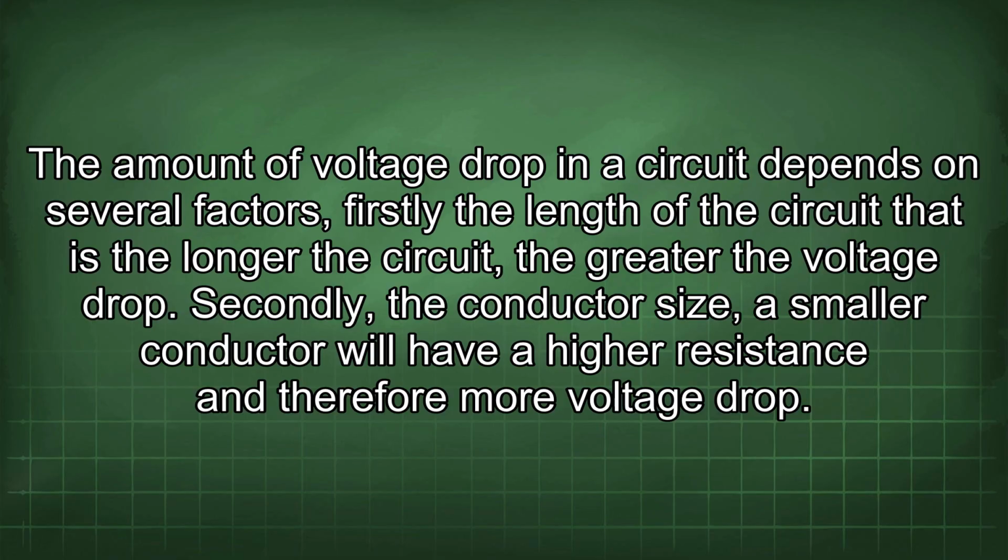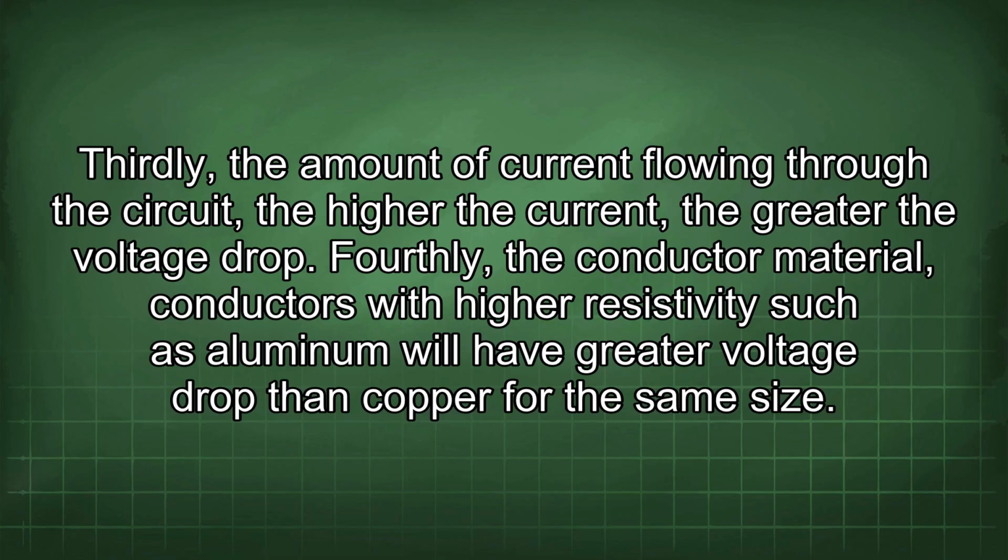The amount of voltage drop in a circuit depends on several factors. Firstly, the length of the circuit. That is, the longer the circuit, the greater the voltage drop. Secondly, the conductor size. A smaller conductor will have a higher resistance and therefore more voltage drop. Thirdly, the amount of current flowing through the circuit. The higher the current, the greater the voltage drop. Fourthly, the conductor material. Conductors with higher resistivity such as aluminum will have greater voltage drop than copper for the same size.